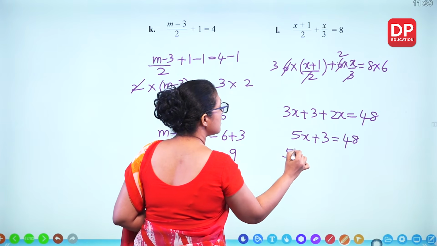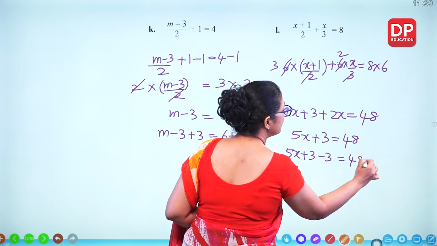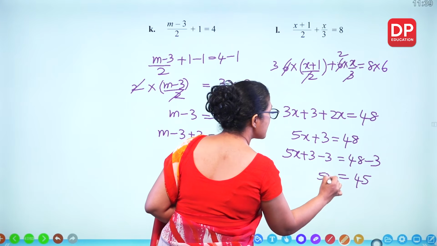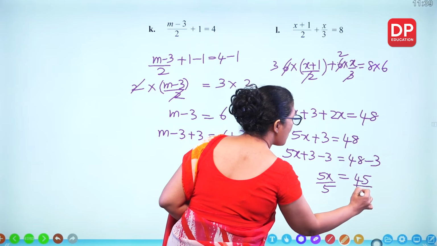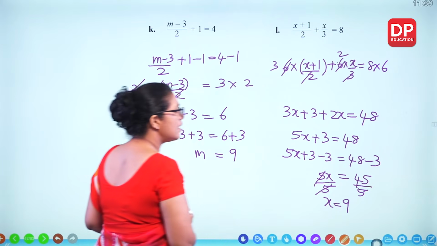Subtract 3 from both sides. You get 45 equals 5x. Divide this by 5. x equals 9.